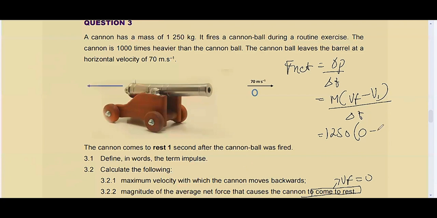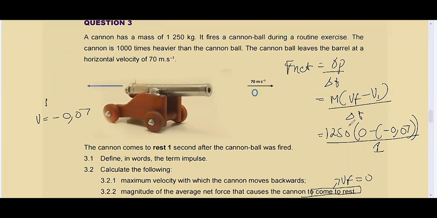So we need to substitute here our negative. Remember, we had our velocity as negative 0.07. So if we are to substitute it here, that's minus negative 0.07, which will then give us, so over what? Over 1. Remember they said the cannon comes to rest 1 second after the cannonball was fired. So it takes 1 second for the cannon to come to rest.